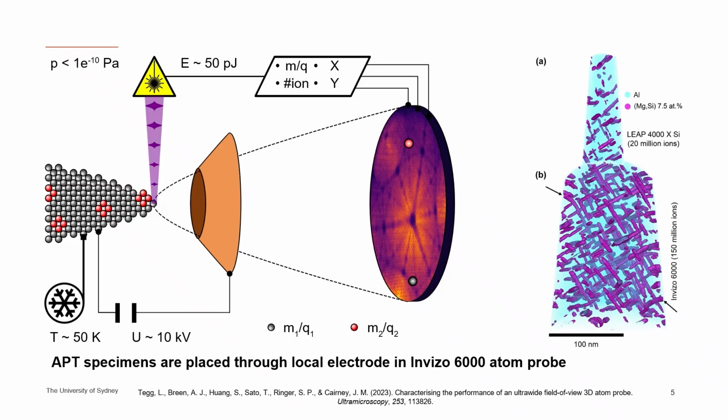On the right-hand side, you can see the difference in field of view compared between a local electrode atom probe and an Invizo atom probe. This is achieved by a slightly different placement between specimen and local electrode. More details about this arrangement you can find in the reference below by Tegg and colleagues.